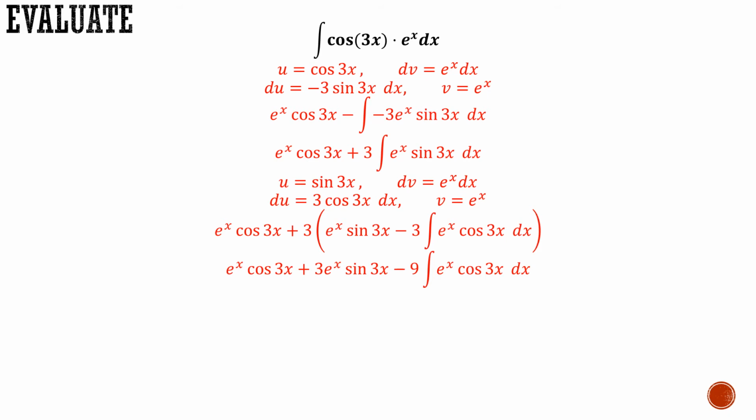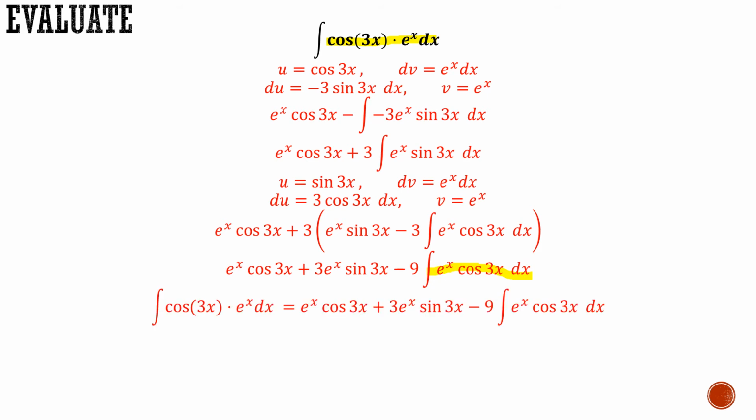Now again, this integral of e to the x cosine 3x looks really familiar. As a matter of fact, it is the original integral that we had to do to begin with. And so I noticed that if I do the formula again, I'm just going to keep cycling and repeating and repeating the same steps over again.